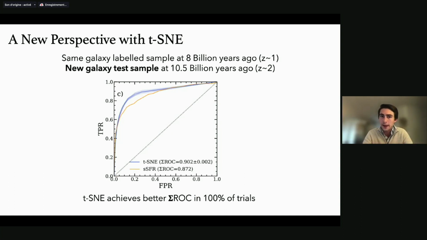So we've mixed them together, run them with a new t-SNE map, and we've scored this new test sample at redshift 2 in the same map as our redshift 1 sample, using the redshift 1 as our labels and seeing how they can score redshift 2 in the t-SNE map. And here we see that we actually gain a significantly better area under the curve. And so t-SNE achieves a better area under the curve in 100% of trials relative to template fitting approaches.